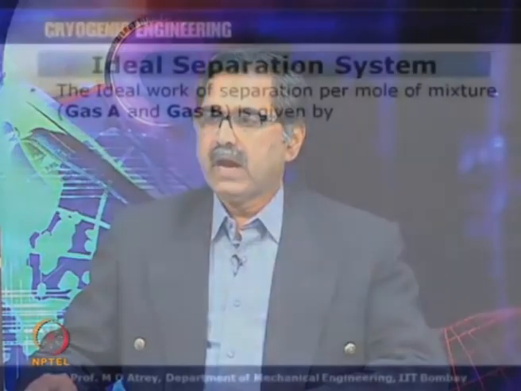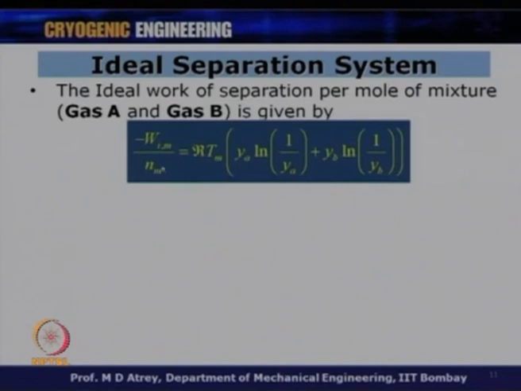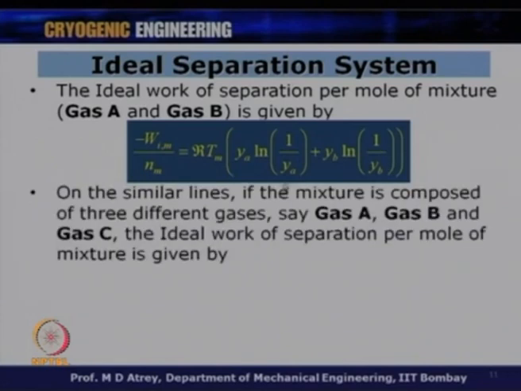Let us see the ideal separation system. The ideal work of separation per mole of mixture, let us say in a mixture of gas A and gas B, is given by this formula. This is what we had derived last time. Wim upon Nm is equal to RTm into Ya log 1 upon Ya plus Yb log 1 upon Yb, where Ya and Yb are nothing but the molar fractions of gas A and gas B respectively.